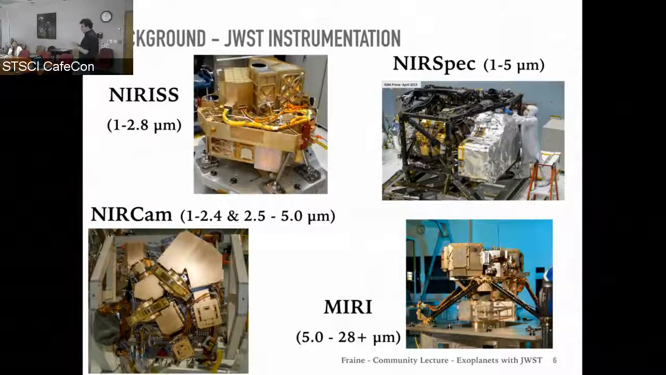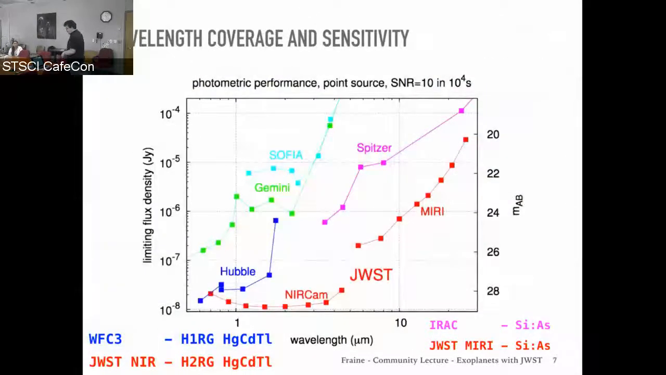And then MIRI covers 5 to 28 microns, but for time series observations, you're primarily working with 5 to 10 or 12 microns, depending where you call the cutoff on the filter. I'll cover each one of them and what kind of observations you can do with them. But for comparison to existing platforms, we have here on the left-hand side, Hubble and NIRCam.